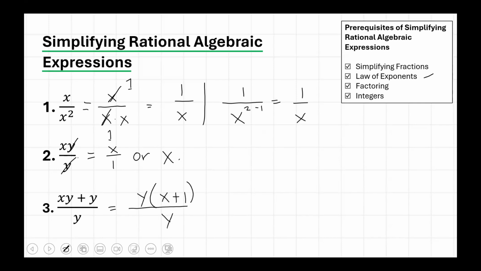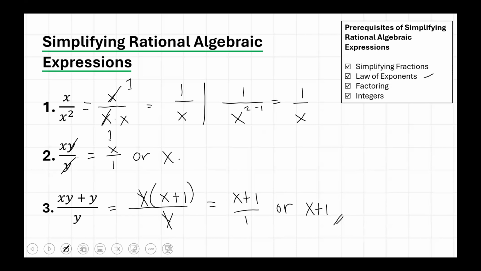If you still need to review about the factoring of the GCF, you can revisit our video. Just search factoring the greatest common factor by Learning Ramen. Now that we have separated the y out of the xy plus y, we can cancel the common factor in numerator and denominator. And that will give us x plus 1 over 1, or x plus 1.